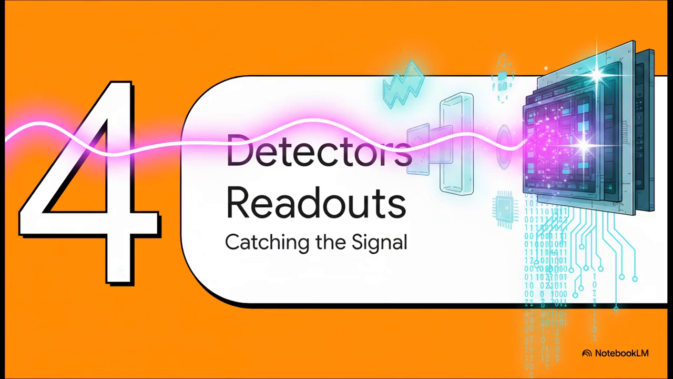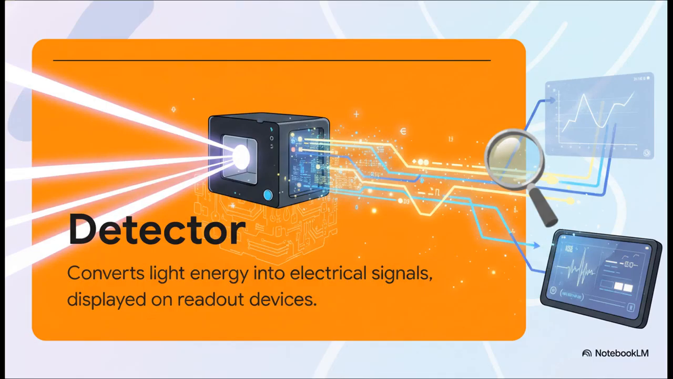All right, Section 4, Detectors and Readout Systems. Catching the signal. So our photon has survived the journey. It was created, it was filtered, and it successfully passed right through the quartz cuvette without being absorbed by the sample. But now, that physical light has to be caught and translated. This brings us to the detector.